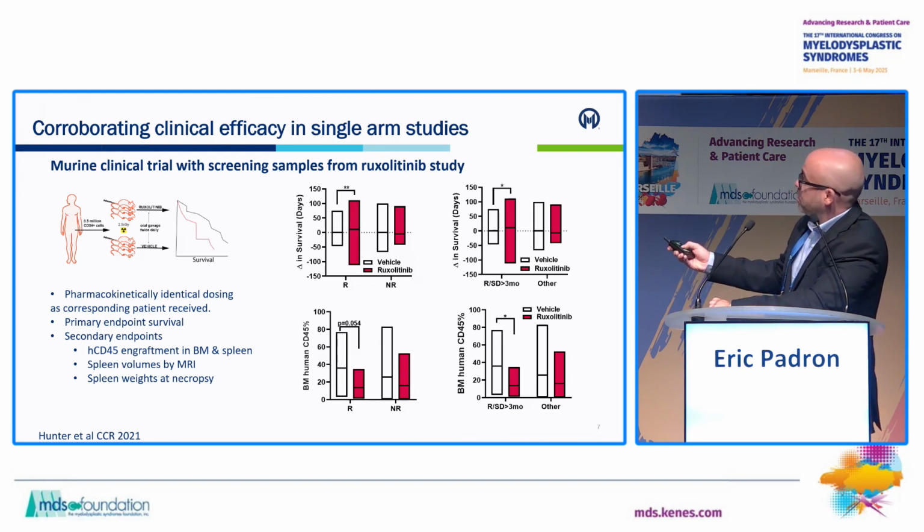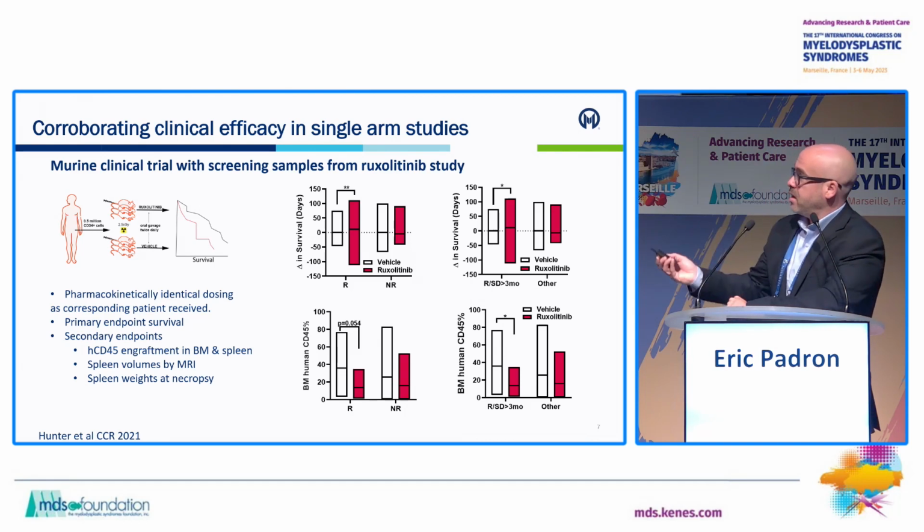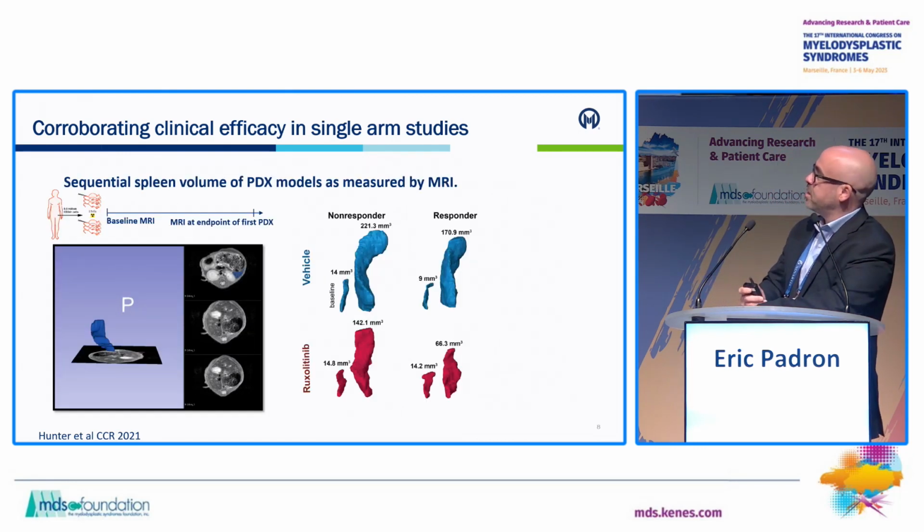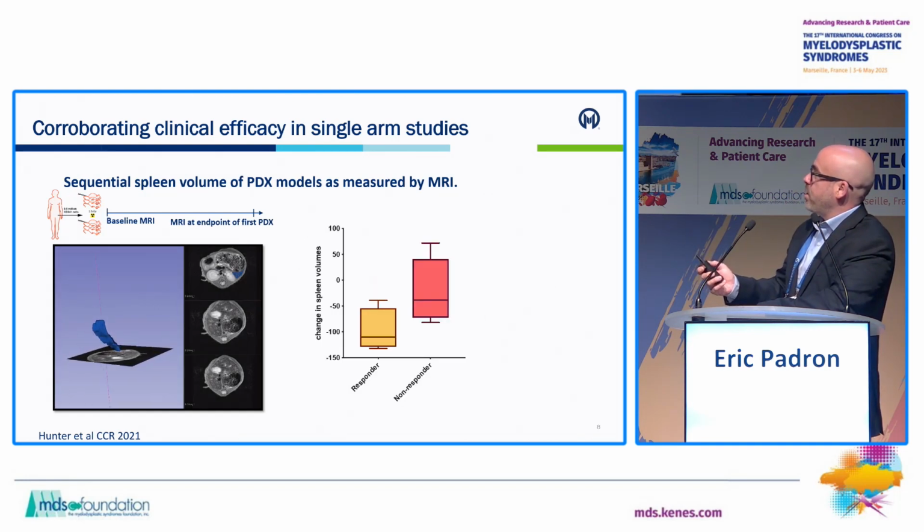So if you actually combine those, the responses and those that had stable disease for more than 3 months and were on therapy, you still retained that recapitulation and corroboration of clinical efficacy. So that's one way, and there's a variety of ways that this could be potentially applied, and I'll talk about that just at the end. This is another example of corroborating responses.